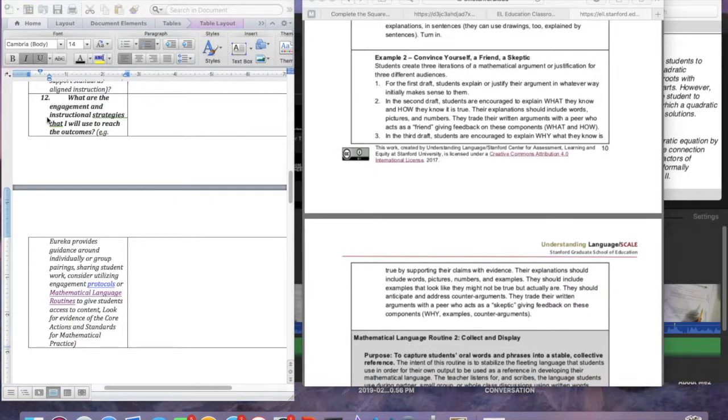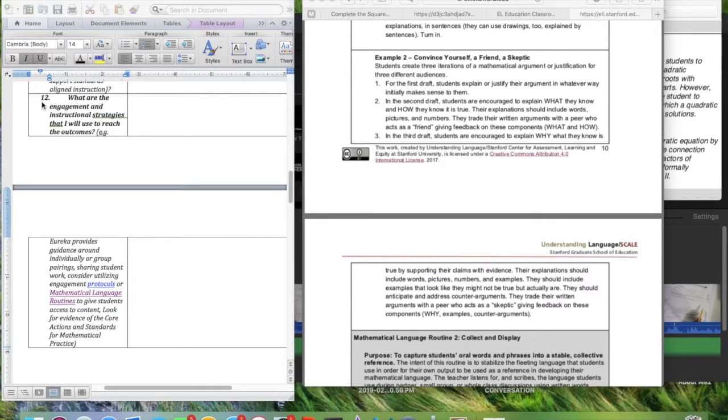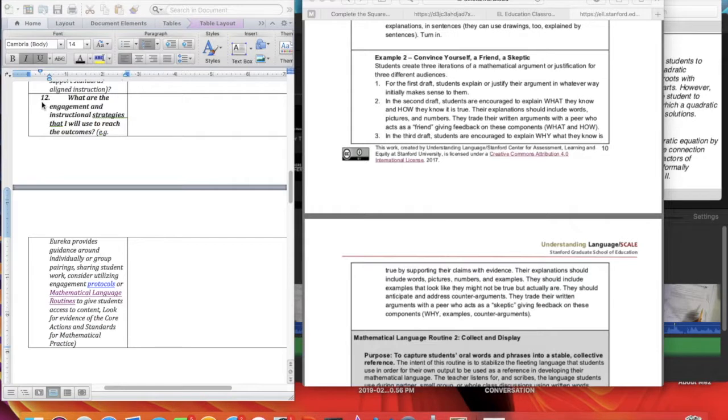Okay, so we are finally at the last step, step 12. What are the engagement and instructional strategies that I will use to reach the outcomes? I want to provide you with 2 tools to support you in identifying those, and then we'll actually go back to the lesson and think about some instructional strategies we can use. We're looking for 2 things.